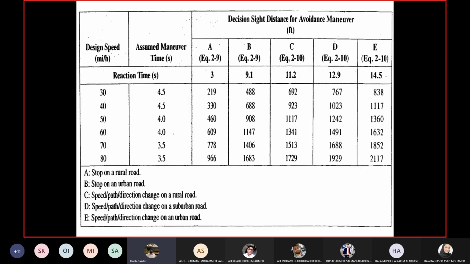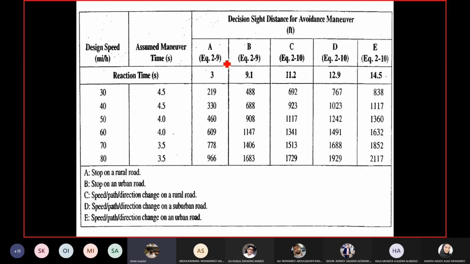Now using the two equations, the stopping distance equation and the equation for other maneuvers, they have generated this table. These are the values for the decision sight distance. These values are calculated using these speeds and these reaction times. So these are the reaction times in the first row, and then the second column is the maneuver time.